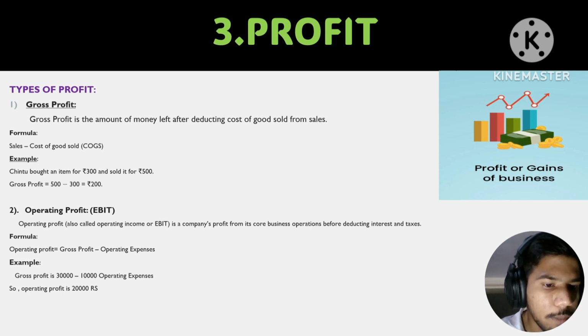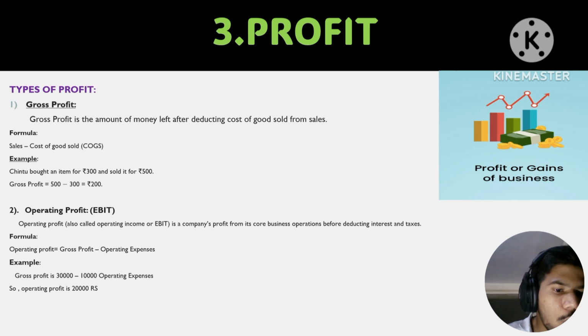Next, operating profit, also called earnings before interest and tax. Operating profit, also called operating income or EBIT, is a company's profit from its core business operations before deducting interest and taxes. Formula: operating profit equals gross profit minus operating expenses. So here we have an example. Gross profit is 30,000 rupees and operating expenses are 10,000 rupees. So the operating profit is 20,000 rupees.